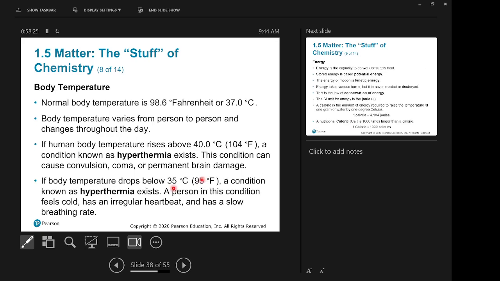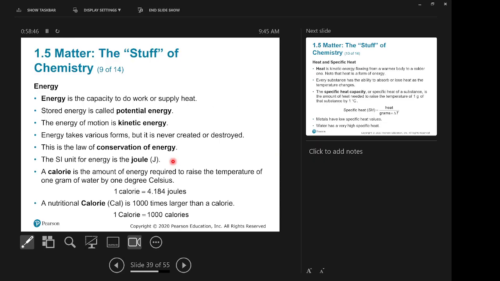As a little side note, does anybody know which one has the higher death rate, hyperthermia or hypothermia? Yes, exactly correct. Hypothermia has 5 times the death rate. It is far more deadly than hyperthermia because we're very good at resisting hyperthermia.